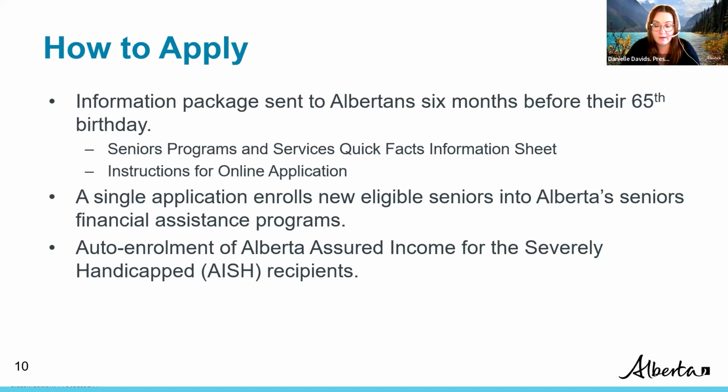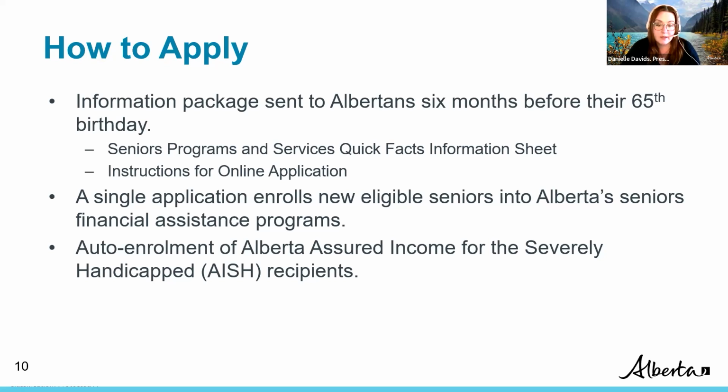All of that said, we know everyone's not going to want to go online, so an alternative is still available for those unable to apply online. And seniors can request a paper application package be mailed to them by contacting Alberta Supports when they get that turning 65 letter, or they can also download and print the paper application from the Seniors Financial Assistance website. So completing this paper application or completing the online application would apply the senior for Alberta Seniors Benefit, Special Needs Assistance, and Dental and Optical Assistance.